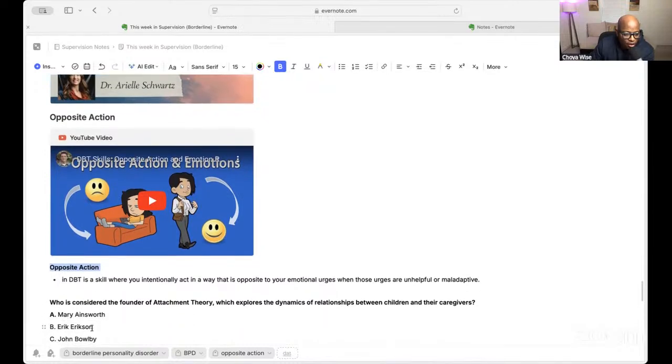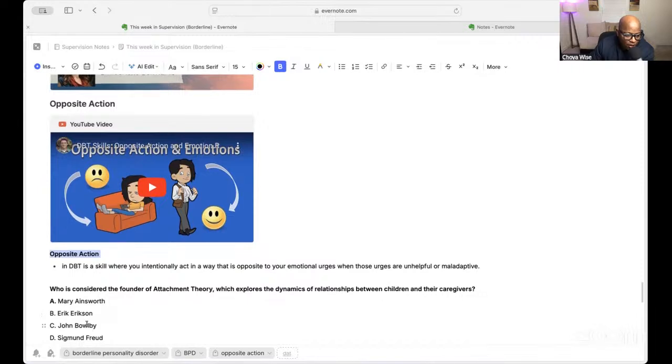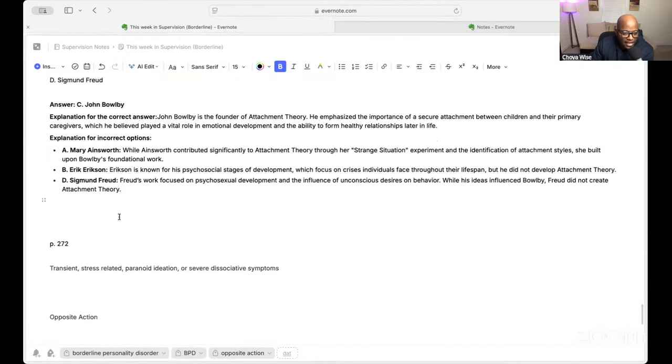All right. So we talked about attachment earlier. Who is considered the founder of attachment theory, which explores the dynamics of relationships between children and their caregivers? And the answer for this was John Bowlby. Okay. But getting back to the intervention, we played this. And lastly, we broke it down.